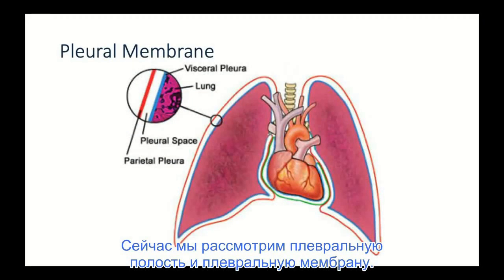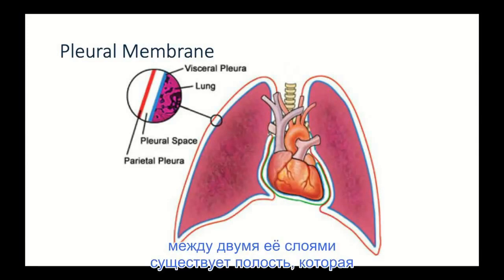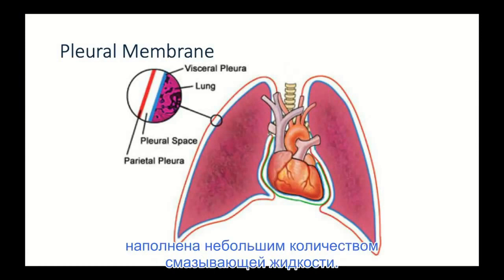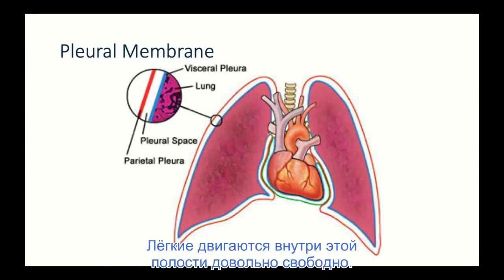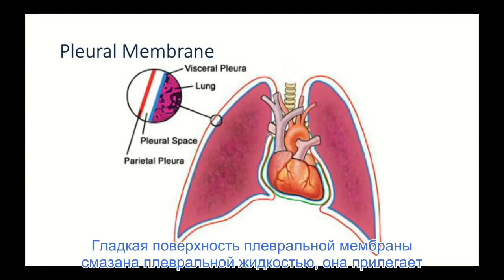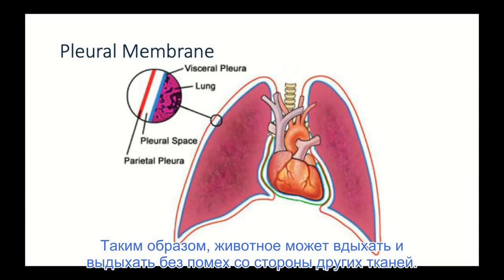Then we have the pleural space and the pleural membrane. Between the two layers of the pleura, which is the membrane that covers the thoracic cavity, there's a potential space that's filled with a small amount of lubricating fluid. That allows for continuous movement. It allows the lungs to inflate and deflate and move within this pleural space quite easily. The smooth surfaces of the pleural membrane are lubricated with the pleural fluid to ensure that the surfaces of the organs slide along the lining of the thorax quite easily. So as the animal breathes in and out, they're not getting stuck on any portion of other tissue.